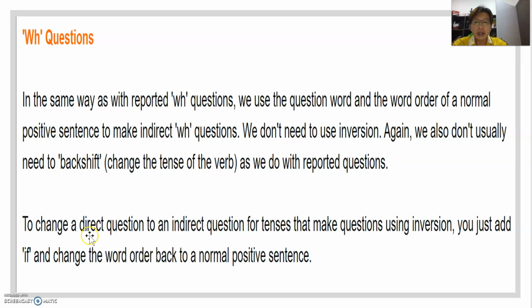To change a direct question to an indirect question for tenses that make questions using inversion, you just add if and change the word order back to a normal positive sentence. Add the word if and change the word order back to a normal positive sentence.